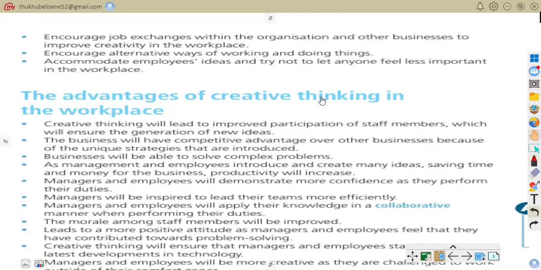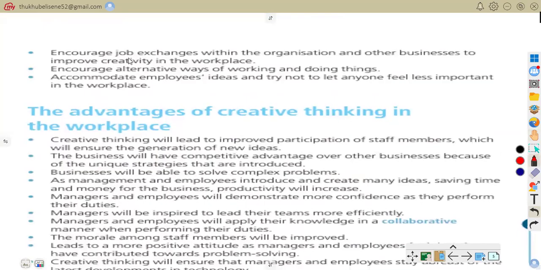Let us move on to another point, which is to encourage job exchanges within the organizations and other businesses to improve creativity in the workplace. So here you encourage job exchanges, whereby you let employees experience different roles. For example, a salesperson works in customer service for a week. Encourage alternative ways of working and doing things. Here you allow flexibility and new methods.